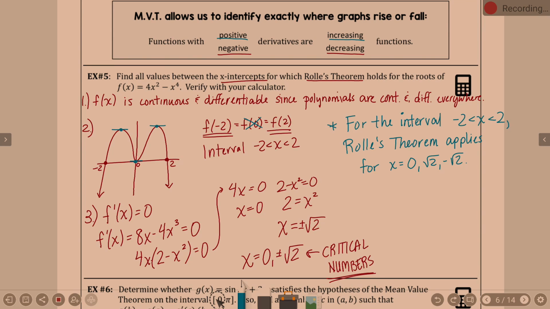So we retained something from yesterday. Remember Rolle's theorem, the endpoints have to be the same, right? When the endpoints are the same, that means it's a horizontal secant line, which means horizontal tangent lines, mins and maxes.